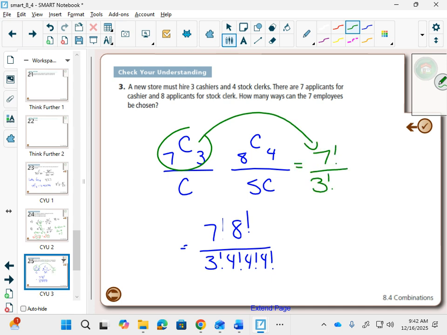Formula-wise, that would have a 7 factorial on the top, 3 factorial, and the extra number has to add up, 4 factorial. And the 8 choose 4 would have an 8 factorial and a 4 factorial, and then what adds up to 8 would be another 4 factorial. And then they just put it together as a complete answer.